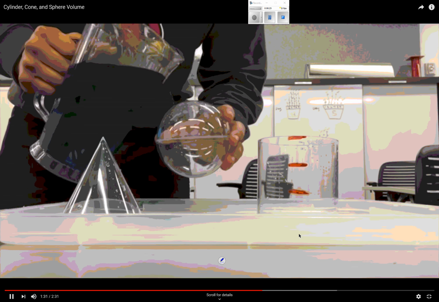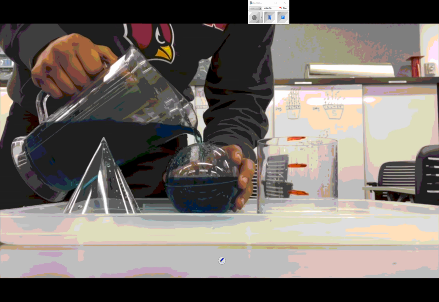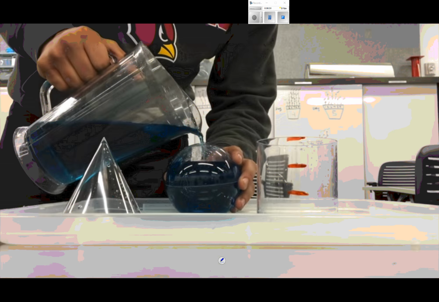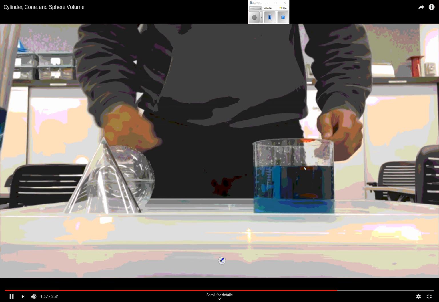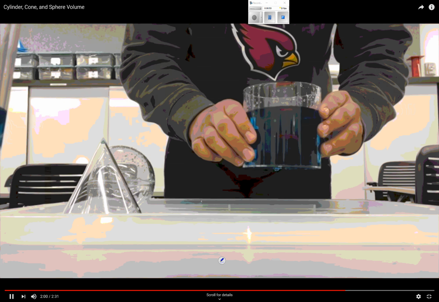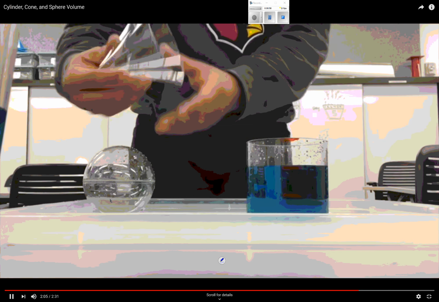Now he's going to do the same thing with the sphere. We're going to expect it to fill up to the 2/3 mark. Come on. Here we go. So the largest is the cylinder. Second largest would be the sphere. And of course, the smallest then would be the cone, in terms of volume.